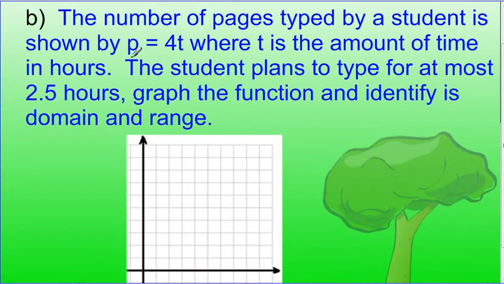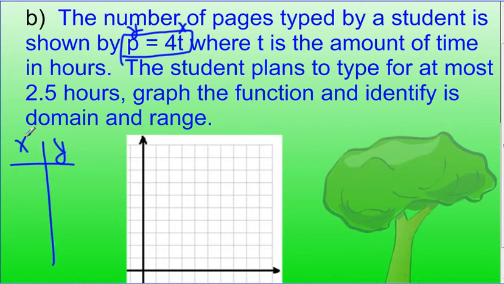Okay, so we've got ourselves our function. That is our function, where y and x, again, x is kind of the independent variable, the number of pages is the dependent, so x, y. Got ourselves our little table here.